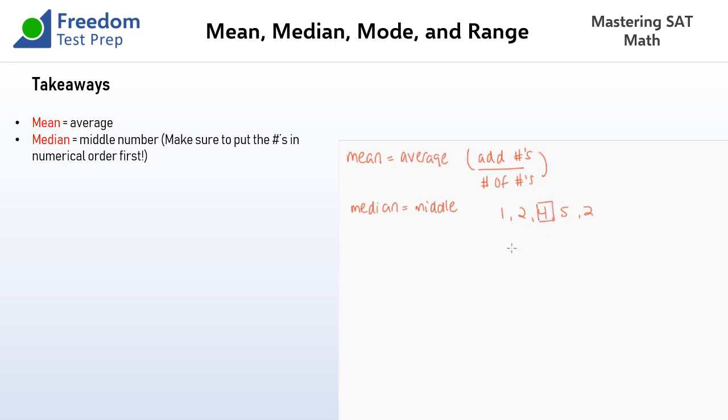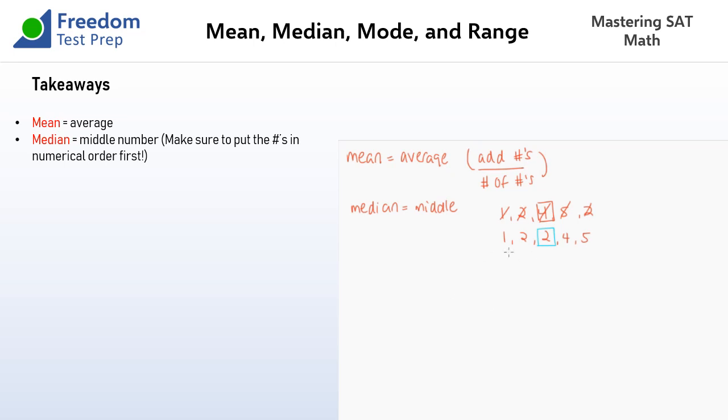But once you put it in numerical order, right, we have 1, 2, and then we have 2. And what you should do is cross off the numbers as you go. Then 4, and then 5. Now you can see that your median, rather, is 2. And that is correct. Now, what if I change it?